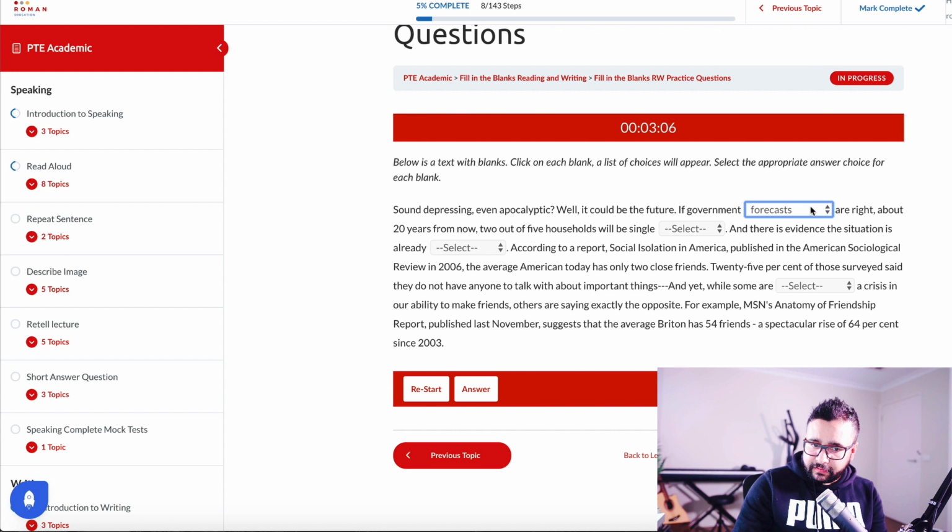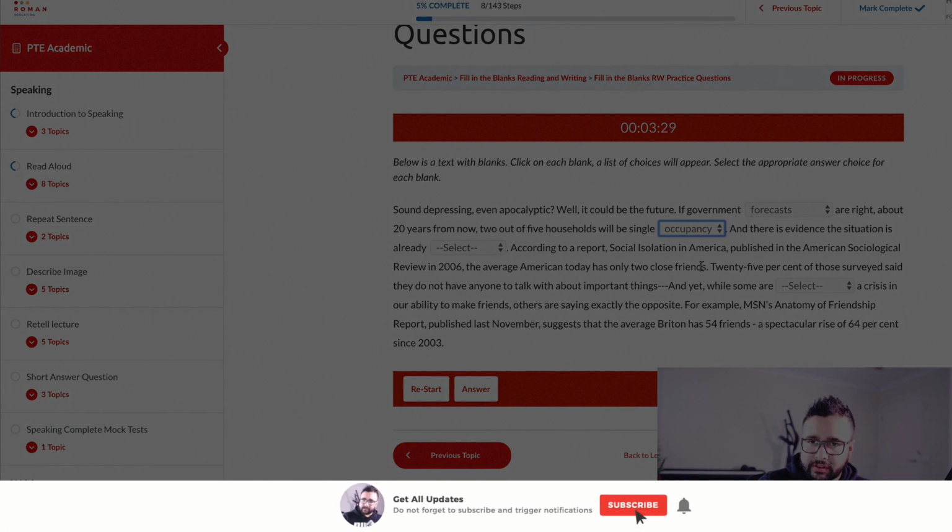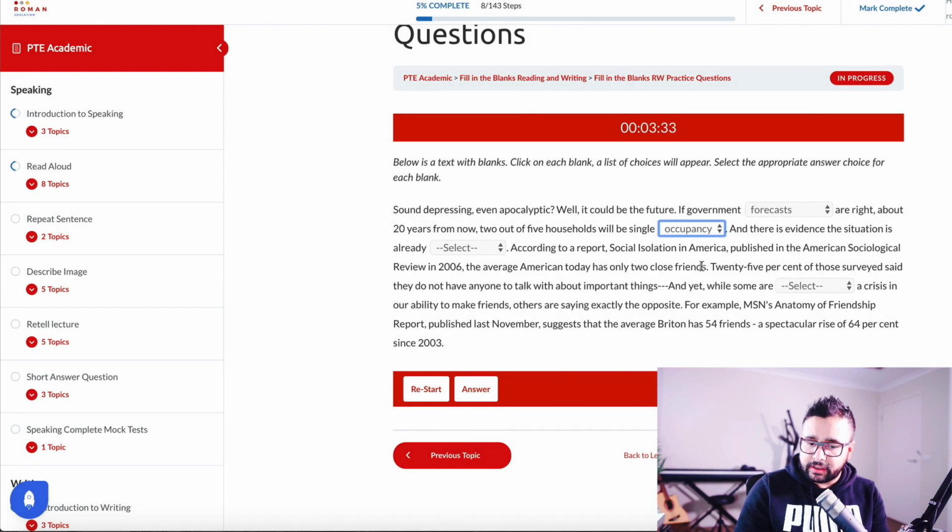So the first one, forecast. The second one will be occupancy: 5 households will be single occupancy. Why? Because single occupancy is a collocation. Now, what is a collocation? Collocations are the most natural combinations of words which are commonly used by native speakers without even thinking about these combinations or the order of the words in the combination.